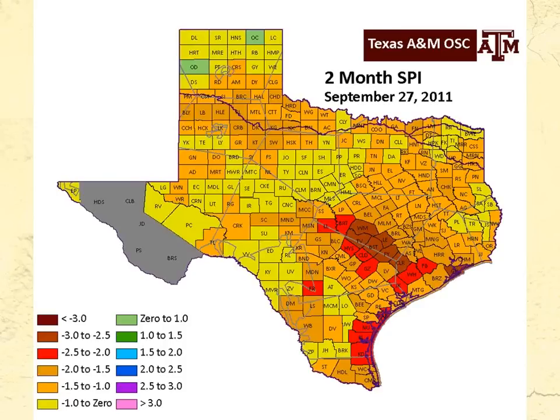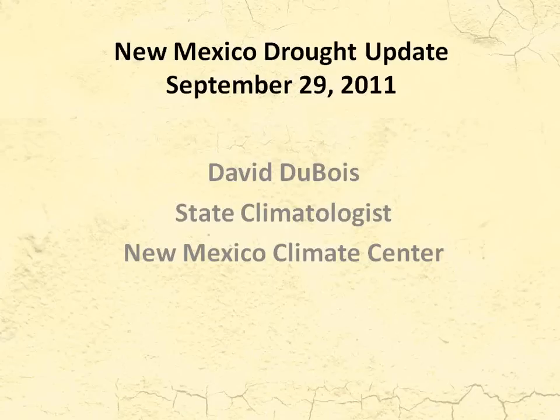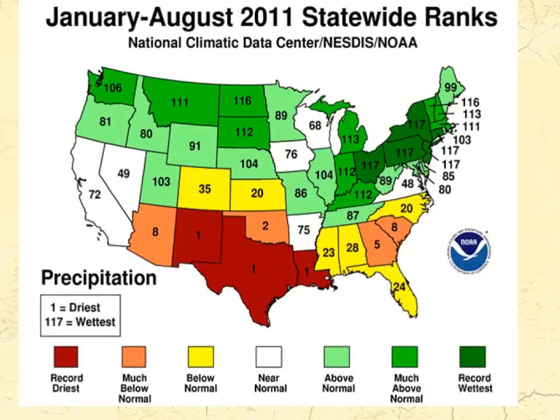Now I'll turn it over to Dave DuBois, who is my counterpart, State Climatologist in New Mexico. Thanks for the introduction, John. We get to the first slide. This is Dave DuBois. I'm the state climatologist for New Mexico. I am physically located in Las Cruces, New Mexico, in southern New Mexico.